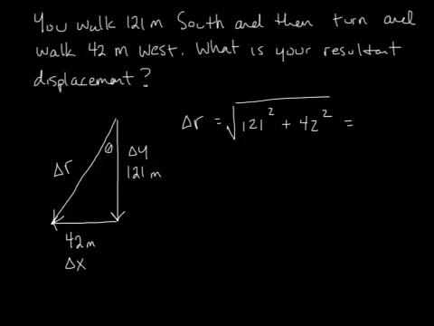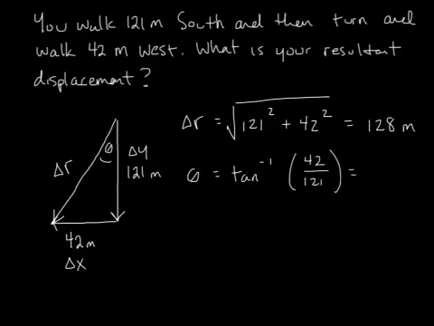And so if we solve that, we will get 128 meters. So what that tells me is that I finished 128 meters from where I started. So that is the magnitude of my displacement. But then I also need to be able to describe that direction. So what I'm going to do is calculate that theta from where I started there. And so theta has to equal the inverse tangent of opposite over adjacent. So in this case that would be 42 divided by 121. And if I take the inverse tangent of 42 over 121, that comes out to 19 degrees.